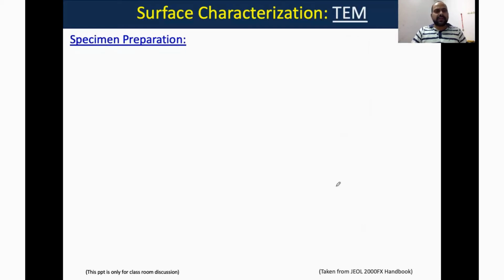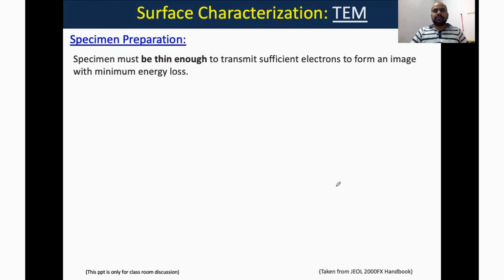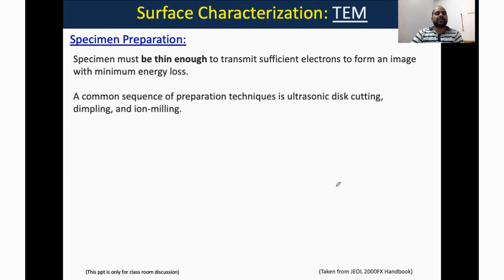Now we'll see specimen preparation. Before doing the analysis in TEM, one critical component is how we can prepare the specimen for TEM, because in SEM we can just take a 1 centimeter surface and load it on the sample holder. But in TEM, the primary requirement is that your sample should be very thin, so that the electron beam can transmit through the sample. The first condition is the specimen must be thin enough to transmit sufficient electrons to form an image with minimum energy loss.